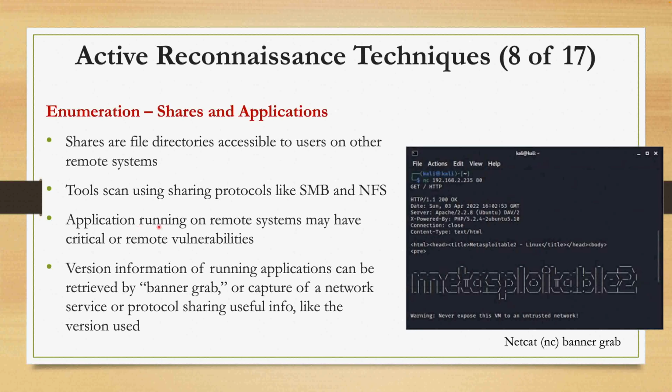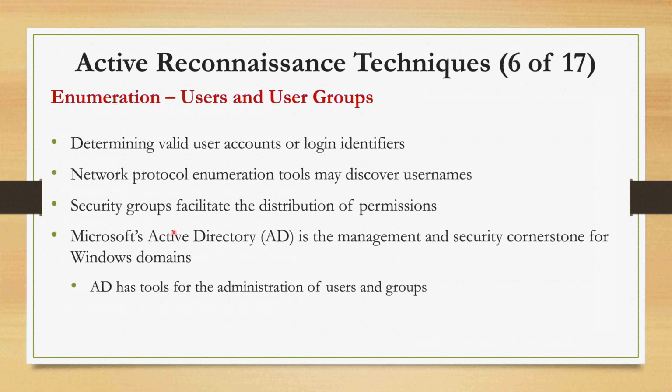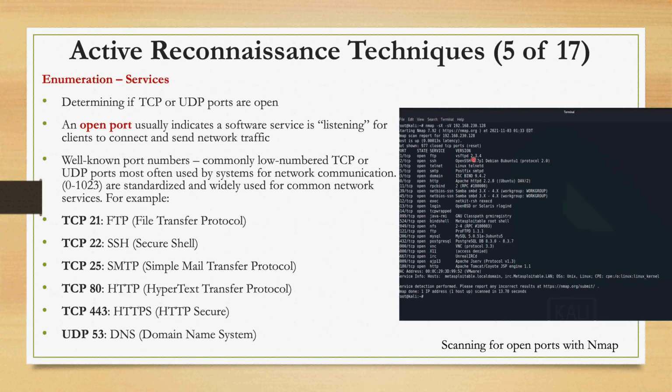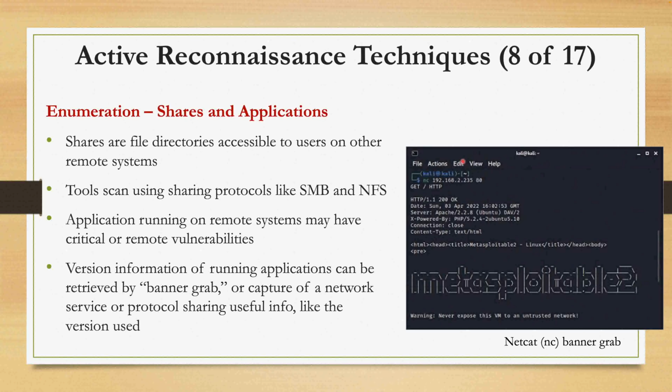Now, for application enumeration, enumerating applications running on a remote system is very important, as I mentioned in the previous slide, because it helps you identify services that may contain critical or remote vulnerabilities. Obviously, by extracting the version details, as you see on this slide, you are able to look for vulnerabilities related to the version number.